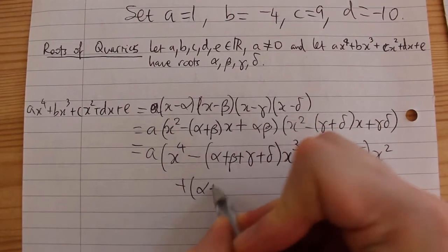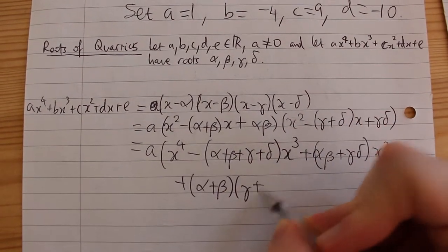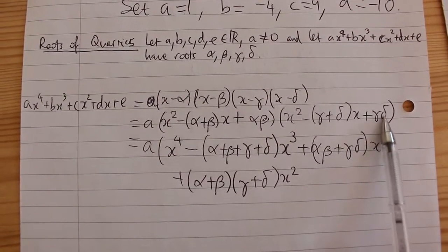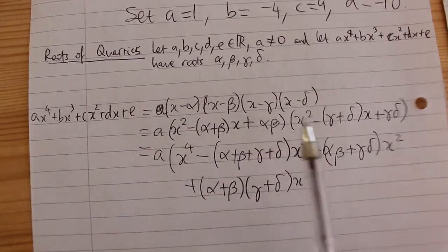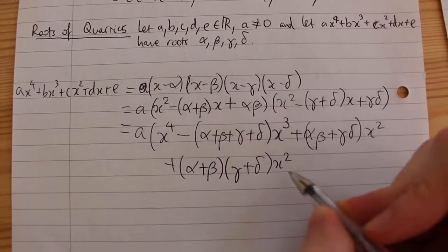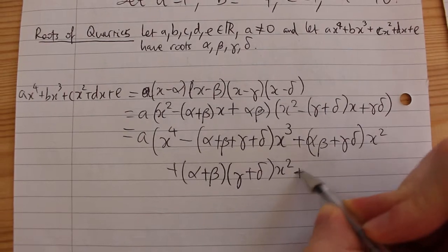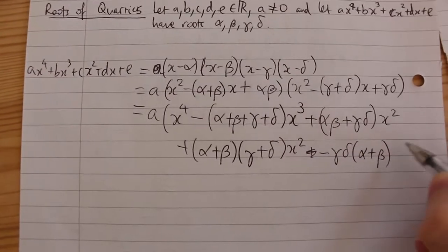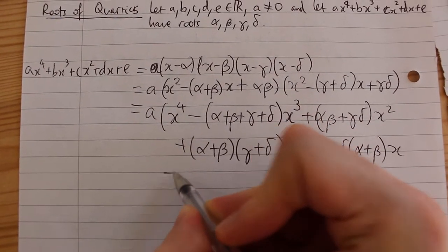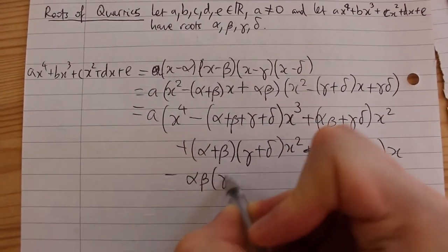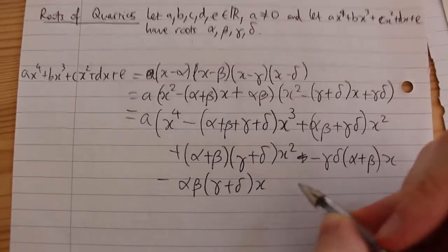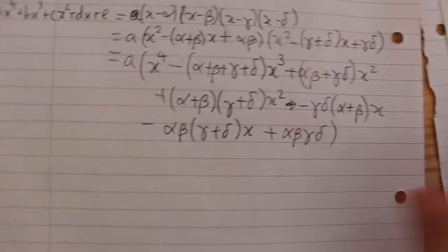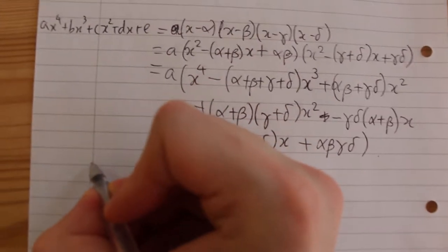And then to get an x term, we either have this term here times the constant over here, or this constant here times this x term. So that's minus gamma delta times (alpha plus beta) x, and then minus alpha beta times (gamma plus delta) x, and then the constant is alpha beta gamma delta. And now let's equate some coefficients.